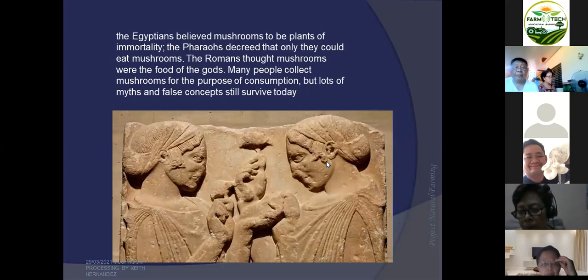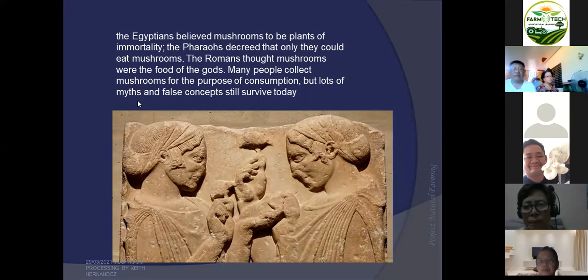Even the Egyptians believed mushrooms to be the plant of immortality. The pharaohs decreed that only they could eat mushrooms. Swapang, no? Sila lang. The Romans then thought mushrooms were food of the gods, and many people collect mushrooms for the purpose of consumption. But lots of the myths and false concepts still survive until today. Marami. And that's why I introduce the history of it first.